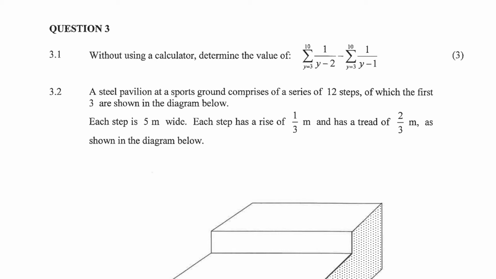Alright, question 3. 3.1: without using a calculator, determine the value of the sum of 1 over y minus 2. Okay, let us write this down. The sum of 1 over y minus 2 starting from y equals 3 up to 10, minus the sum of 1 over y minus 1 starting from y equals 3 up to 10. So we have to determine the value of this.